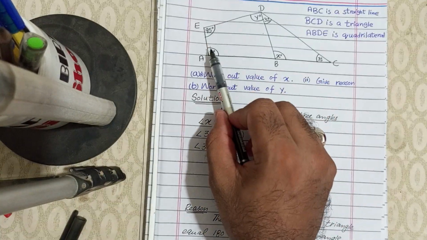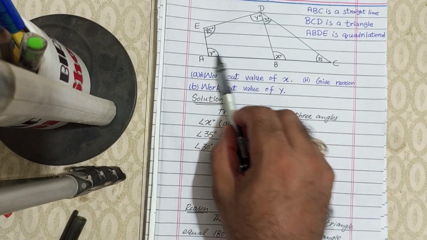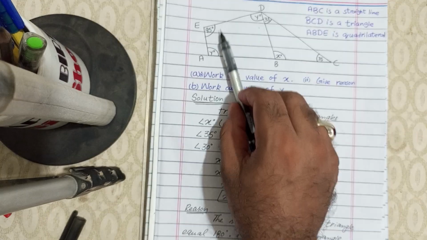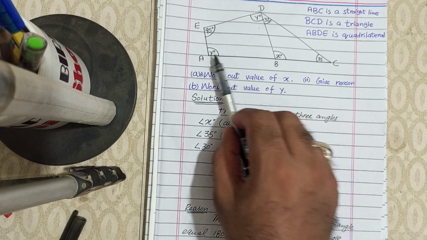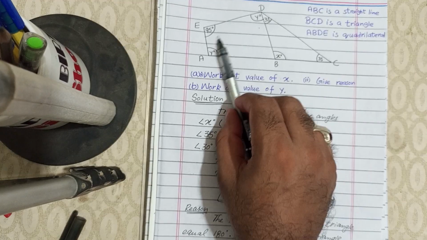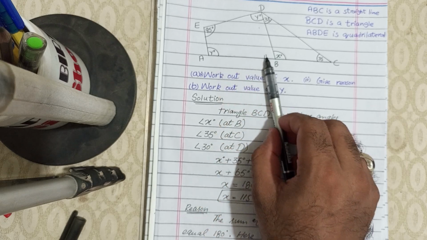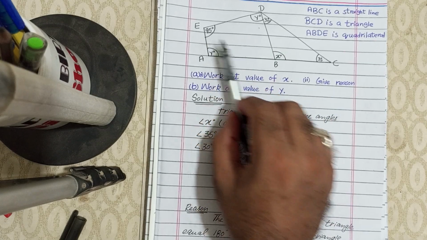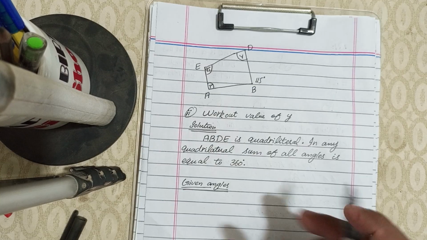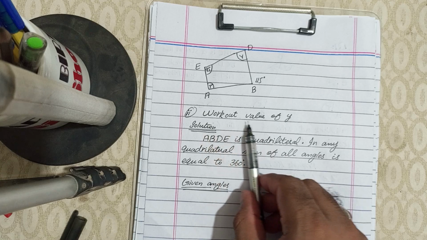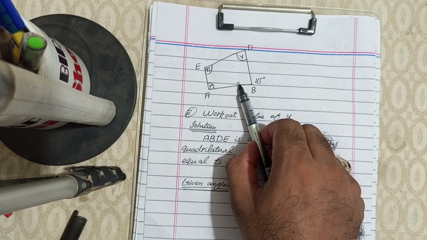If you see, this is a quadrilateral ABDE. This figure is a quadrilateral. As we know, the sum of all angles of a quadrilateral is equal to 360 degrees. If we add this angle, this angle, this angle and this angle, it is equal to 360 degrees. In the second part, we find the value of y. So here is the diagram of the quadrilateral.